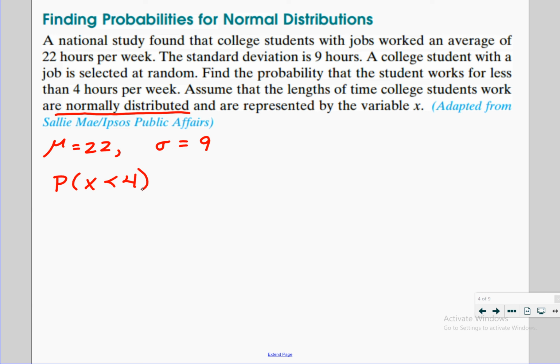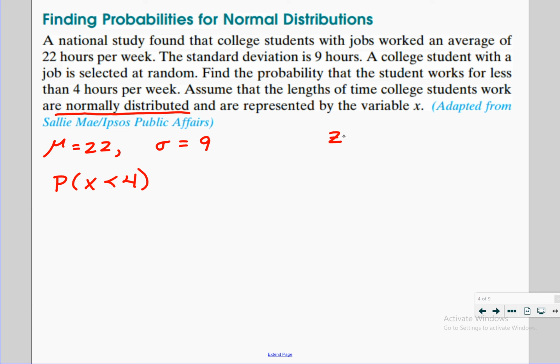Sometimes it is tempting, if you have a number like, let's pretend that x was less than 2.1 or something, if you have a number that's on this chart, it is tempting to go straight to the chart. But remember, you cannot use this unless you have a z-score. Currently, we do not have a z-score. So first, we need to take that x value of 4 and convert it.